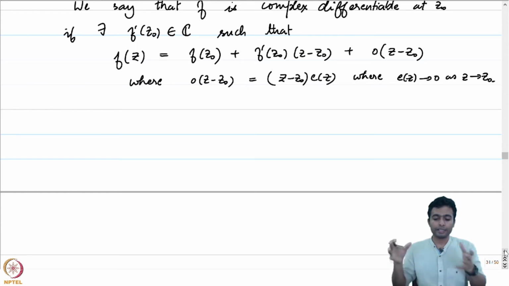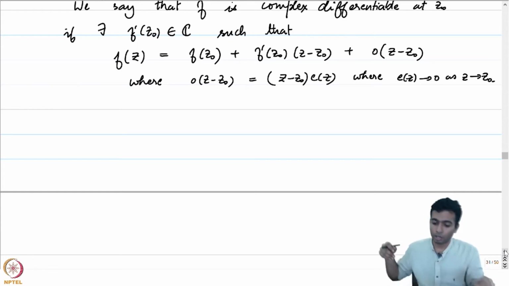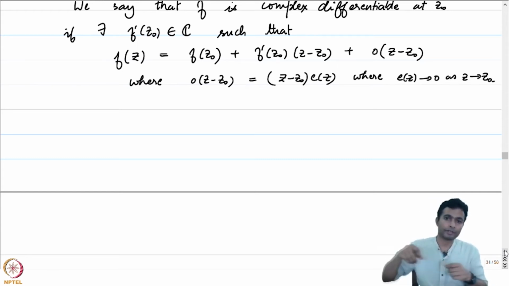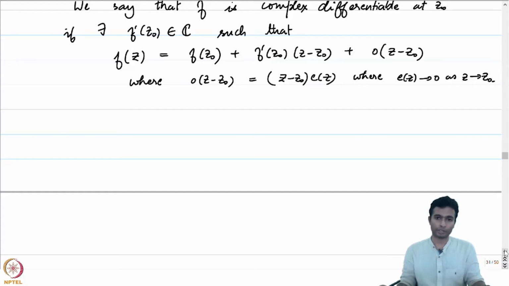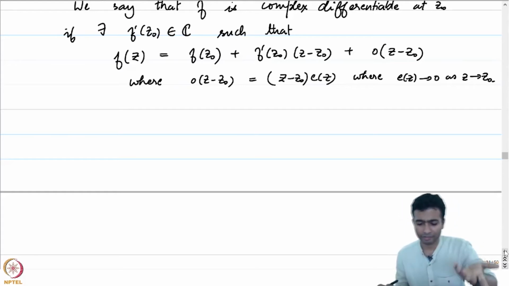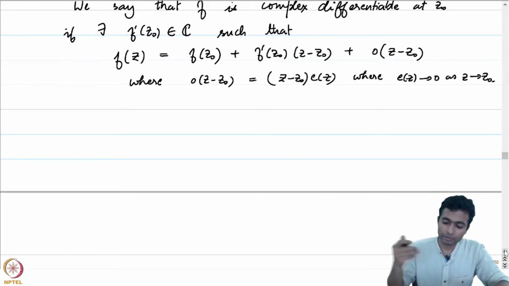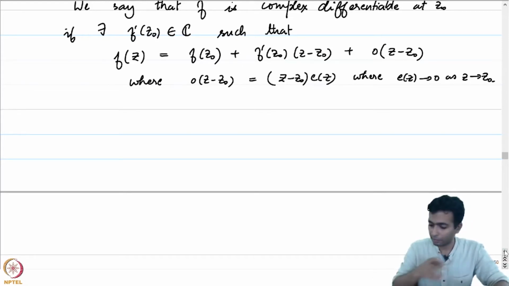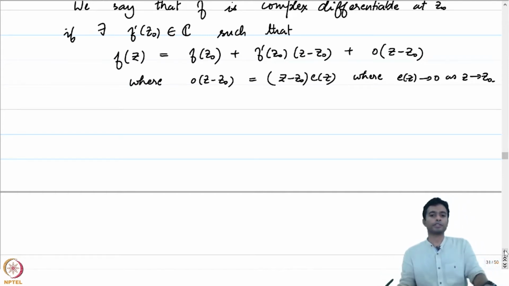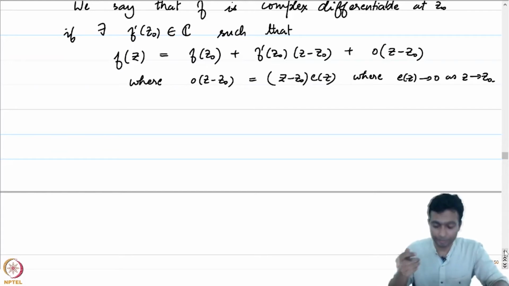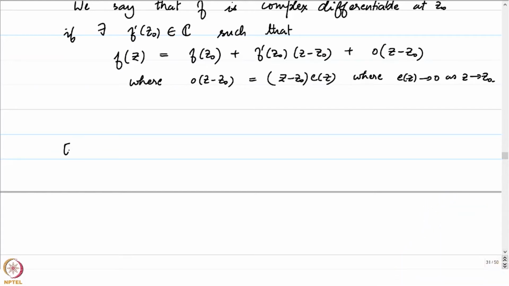So notice that the limit is being taken along any sequence of complex numbers converging to z naught. So this is very similar to how we had defined differentiability on the real line, and some of the consequences there immediately carry forward here as well. So for example, if a function is complex differentiable at a point z naught, then the function is necessarily continuous. Let me make that observation, maybe a lemma.